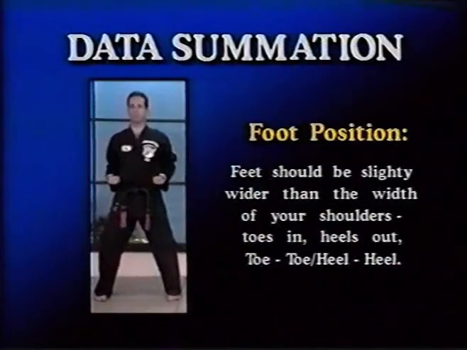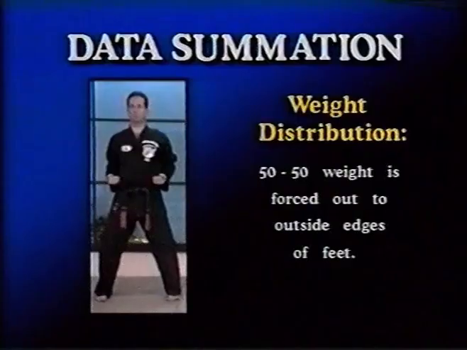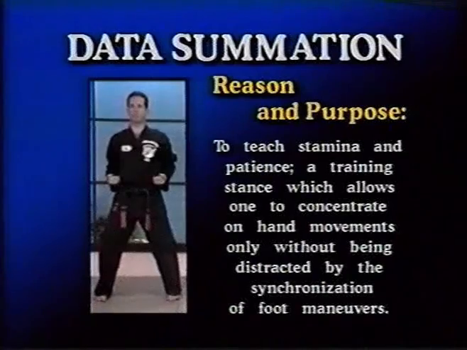Data summation of the training horse stance. Foot position: feet should be slightly wider than the width of your shoulders. Toes in, heels out: toe, toe, heel, heel. Weight distribution, 50-50. Weight is forced out to the outside edges of your feet. Reason and purpose: to teach stamina and patience. A training stance which allows one to concentrate on hand movements only without being distracted by the synchronization of foot maneuvers.